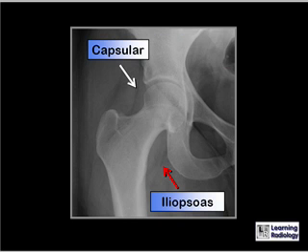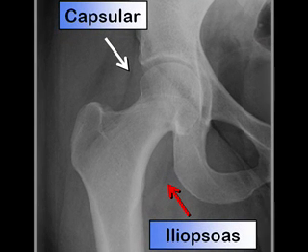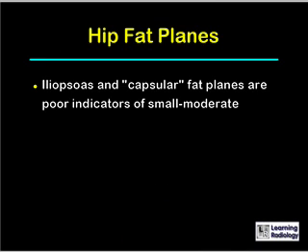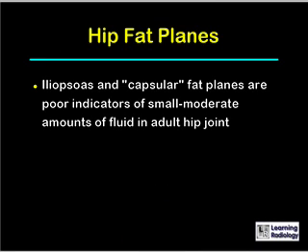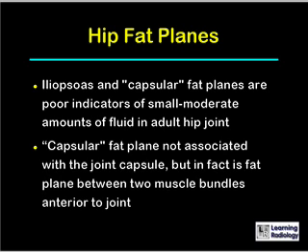Fat planes around the hip are not very reliable. There are two major fat planes. There is a capsular fat plane and an iliopsoas fat plane. The iliopsoas and the capsular fat planes are relatively poor indicators of small to moderate amounts of fluid in the adult hip joint. One of the reasons is that the capsular fat plane is actually not associated with the joint capsule at all, but in fact is fat between two muscle bundles anterior to the joint.